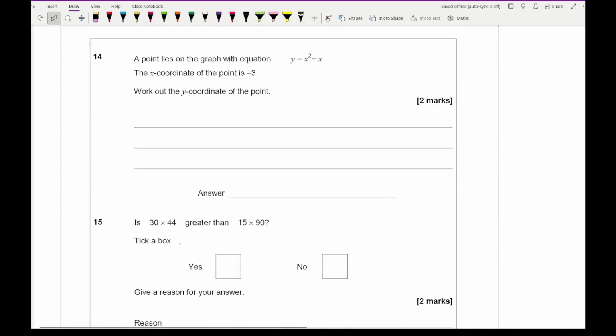Moving on to question 14, it says that a point lies on the graph with the equation of y equals x squared plus x. The x ordinate of a point is minus 3. Work out the y ordinate. So what we're going to do is substitute x equals minus 3. So I end up with y equals minus 3 squared plus minus 3. Now minus 3 squared is positive 9. And then a plus and a minus become a minus. So y equals 9 minus 3, which is 6.